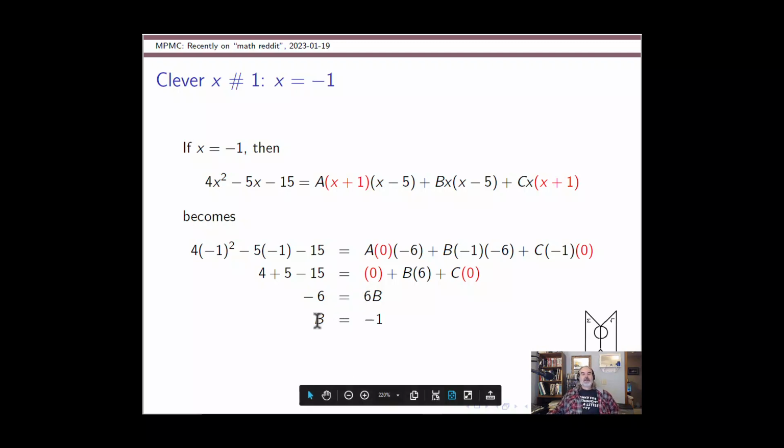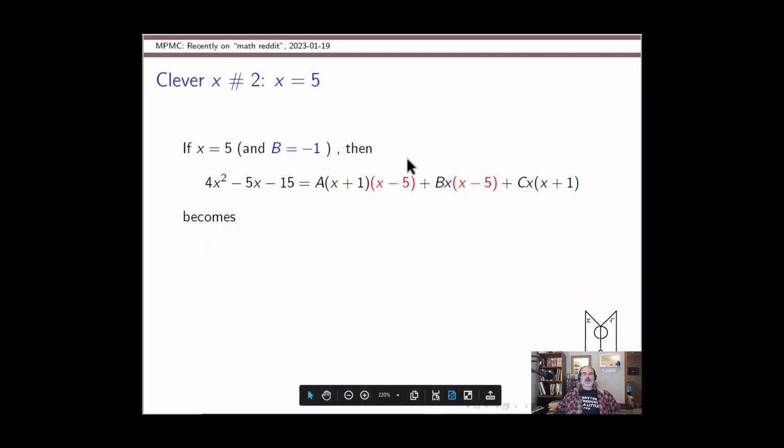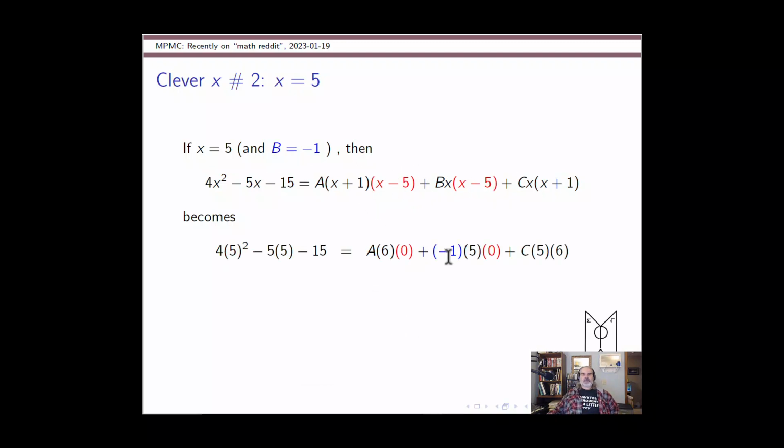Ta-da! All right, now we can carry that value of b back to our expression because we've discovered it has to be -1 for this thing to work out. So here's our template again. Now this time I've highlighted the x minus 5 terms. I've plugged in -1 for b, and I'm also plugging in 5 for x. This shakes out like before. 60 equals 30c, so c is 2.